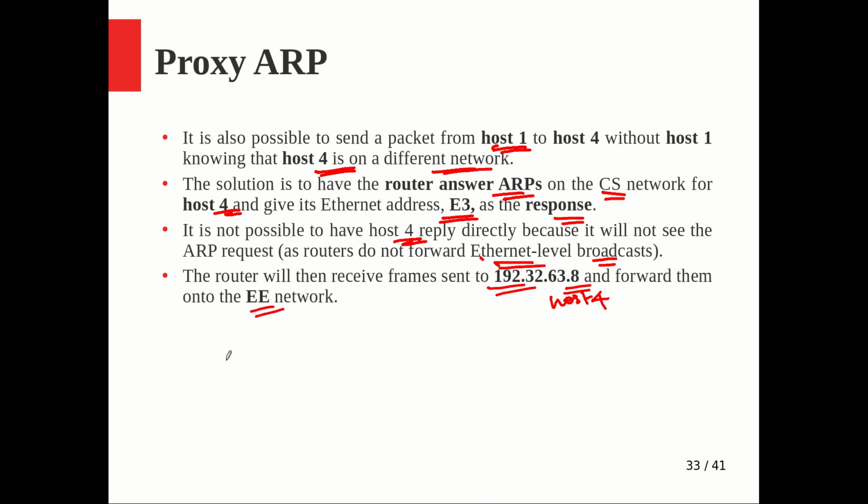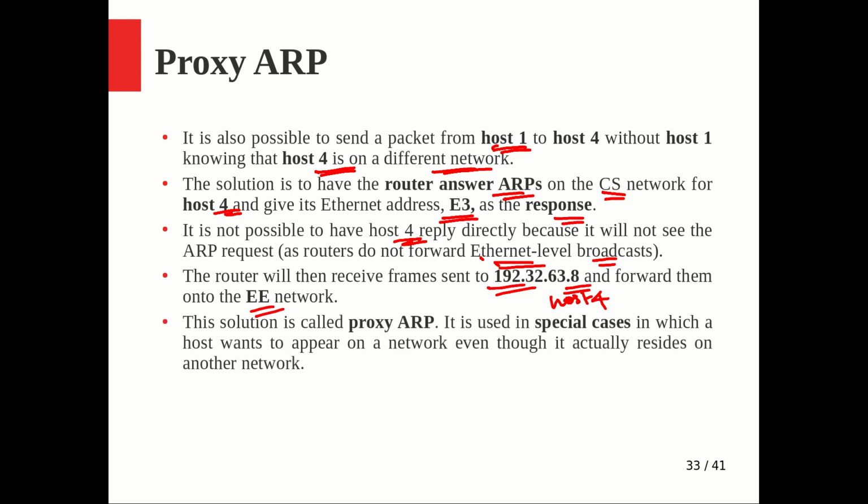So as soon as the router is getting that packet, now the sender doesn't know whether the destination is on the same network or not. Everything is handled by the router as a proxy ARP. So the router will take that message. Now the sender will assume that the router is actually the destination, and it will give it to that E3, and as soon as the router gets it through E3, it will correctly deliver it to the actual destination. So this solution is called proxy ARP.